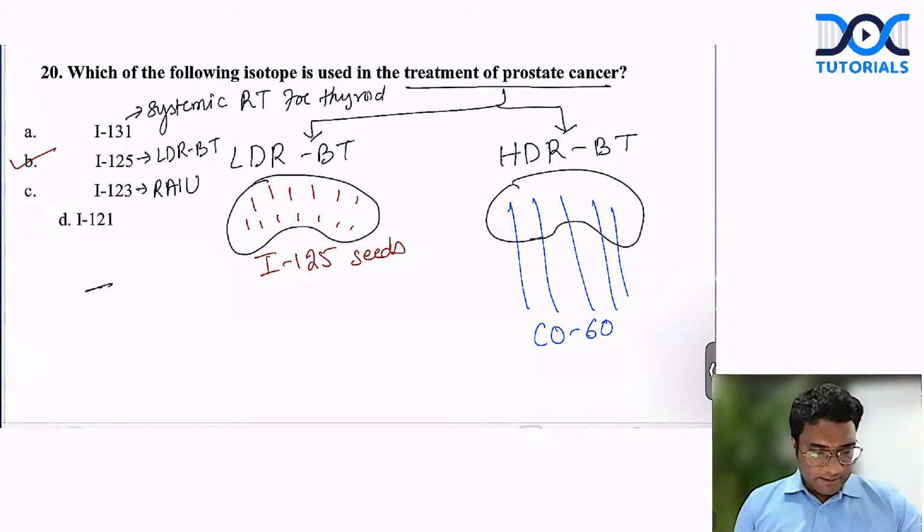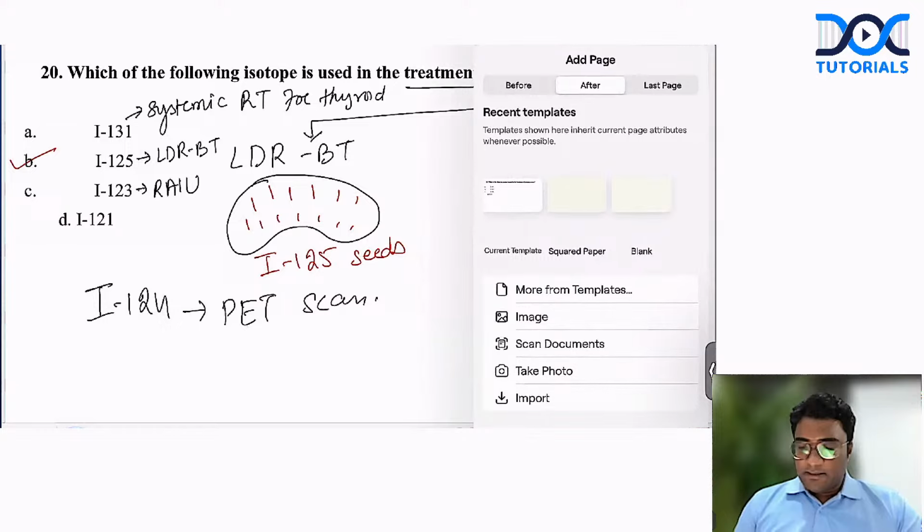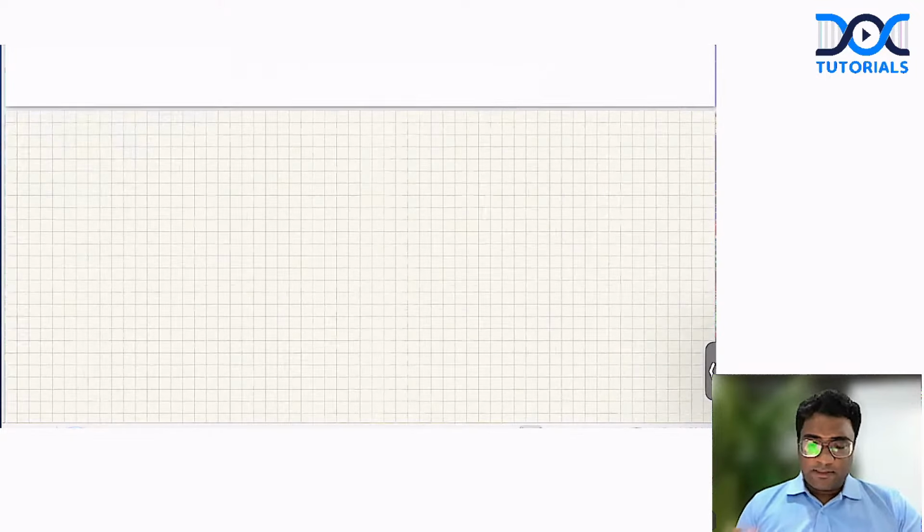Iodine 124, yes, agree. Iodine 124 is for positron emission. This is PET scanning that we have, right? So these were some important questions that I wanted you to practice.